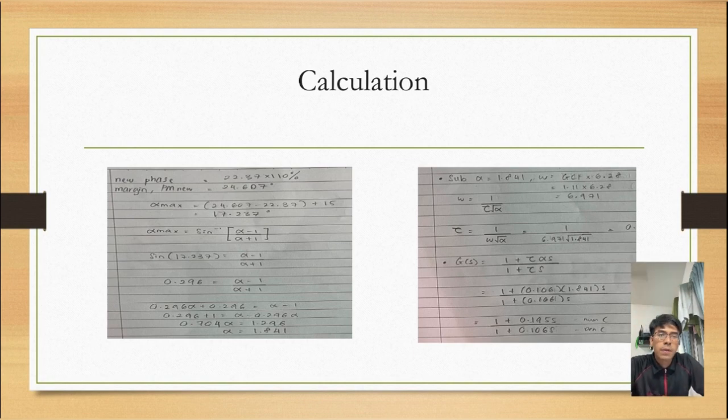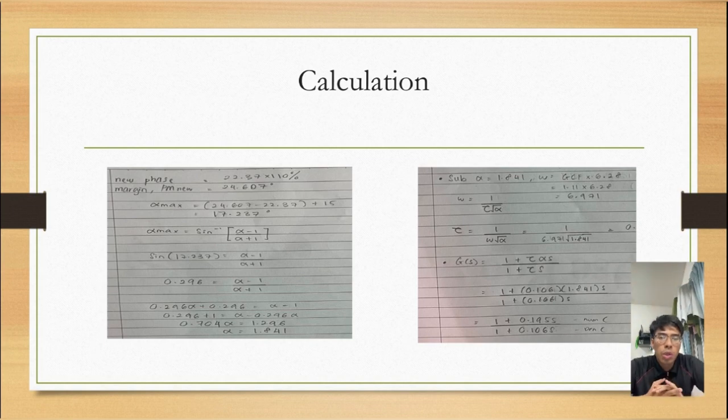To do that, first we need to do the calculation. What we need to do is find the new phase margin, which means we need to multiply the original phase margin by 110%, and then we will get the new phase margin. Second, we need to find the alpha max. By doing the substitution of the new phase margin with the original phase margin, we will get a value, and that value needs to be added with 15. After that, we will get the value of alpha max.